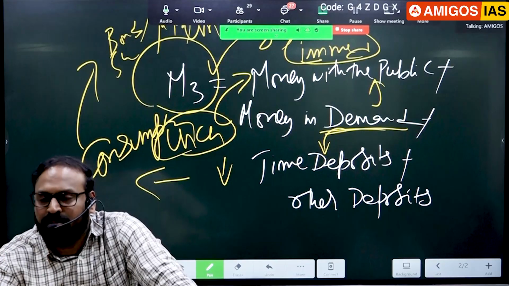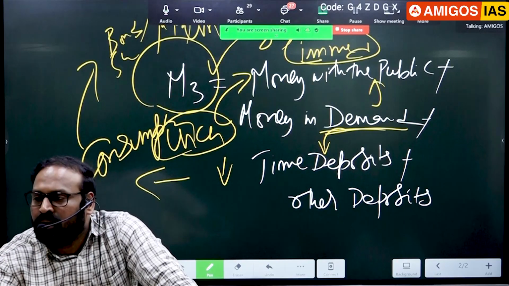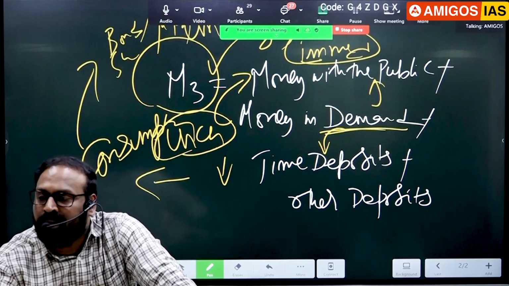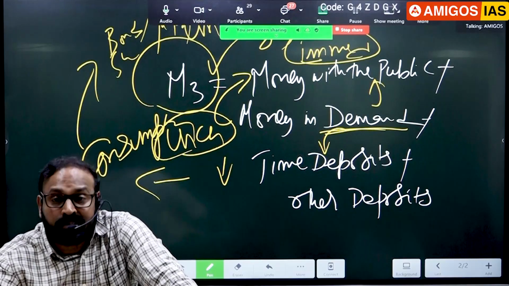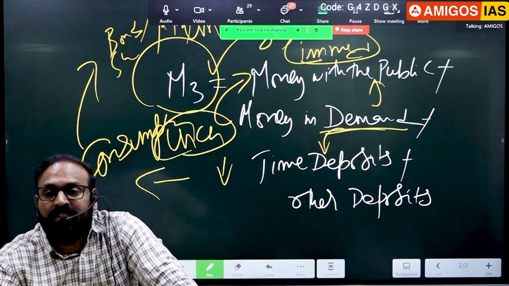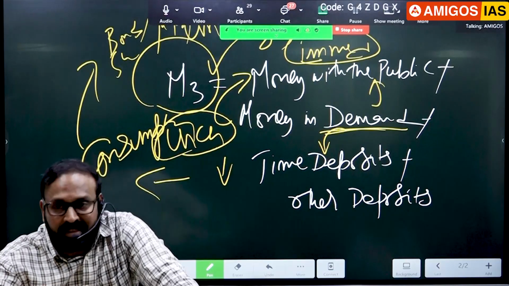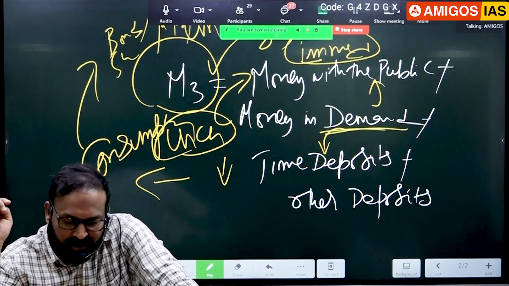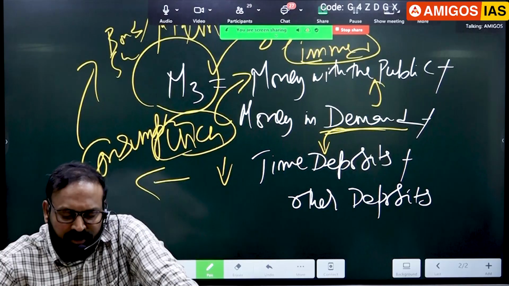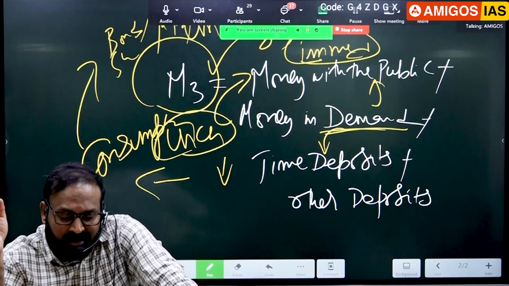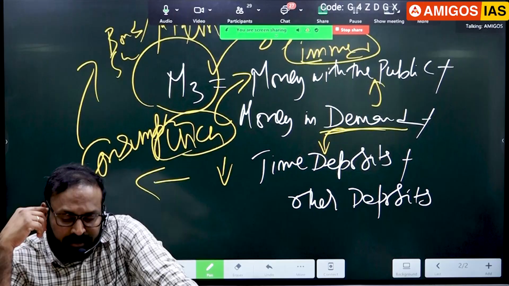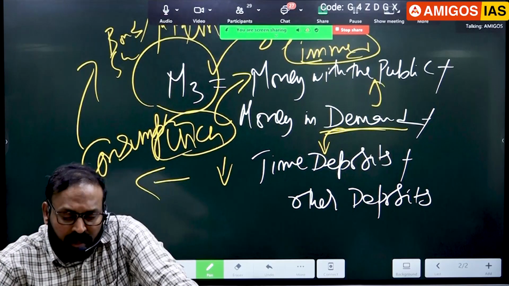UPSC is focused on Basel norms, capital formation, capital adequacy ratio, or interest coverage ratio. Twice interest coverage ratio was asked by UPSC in two contexts. We'll come to that question later. Next. So take out the second statement, it is wrong. First statement is right. Next.